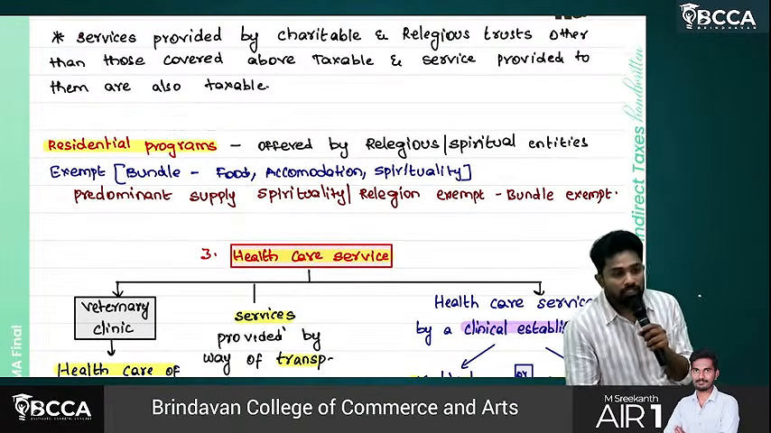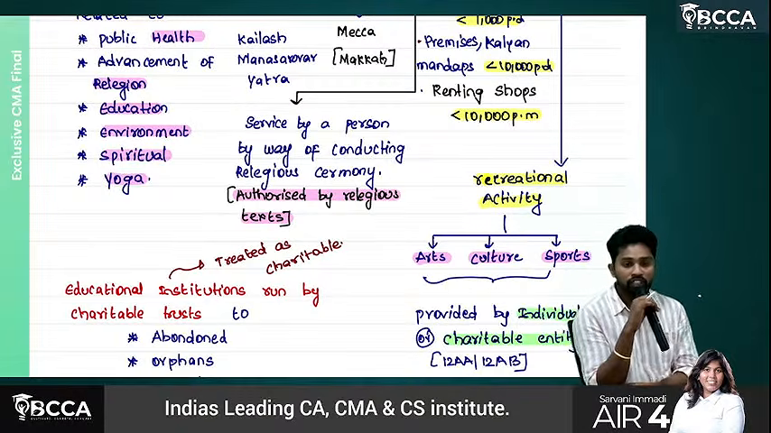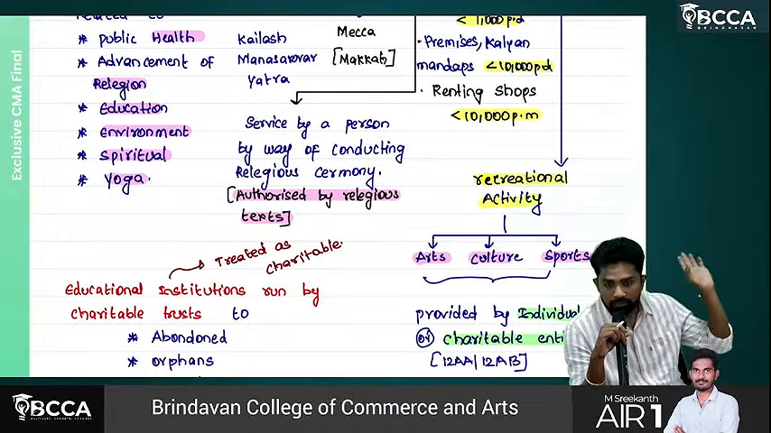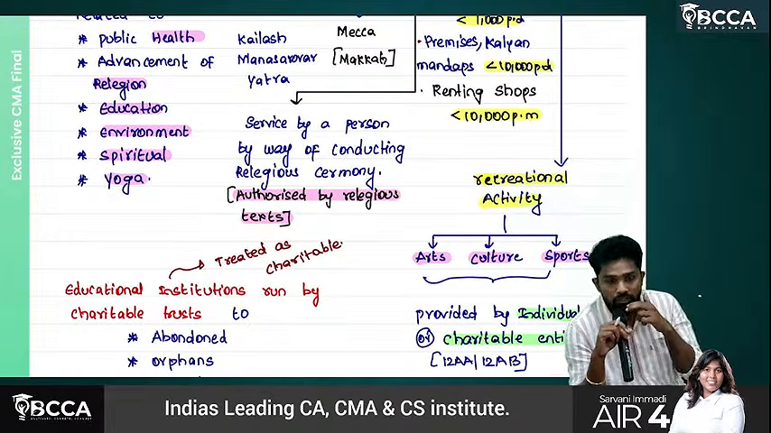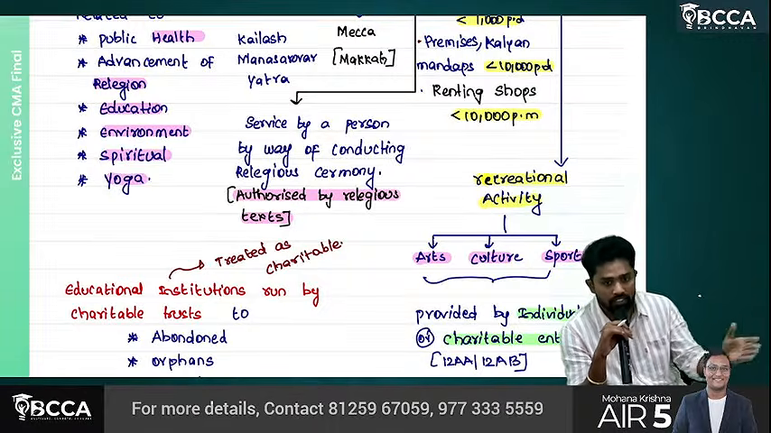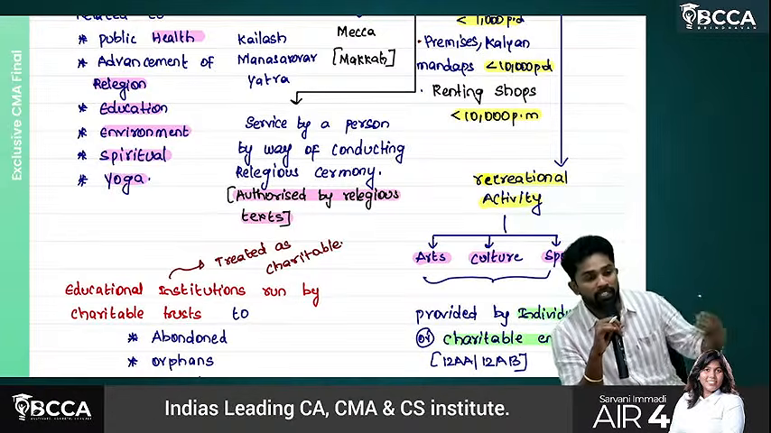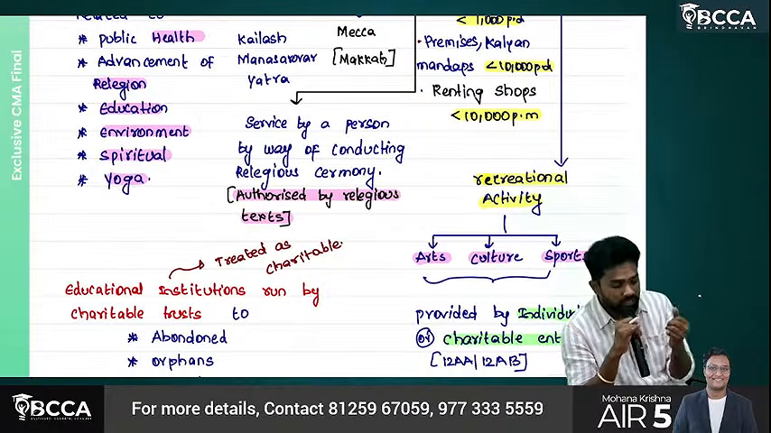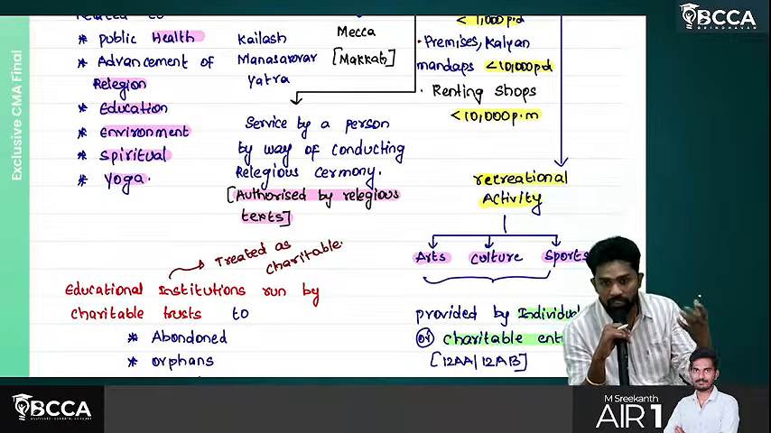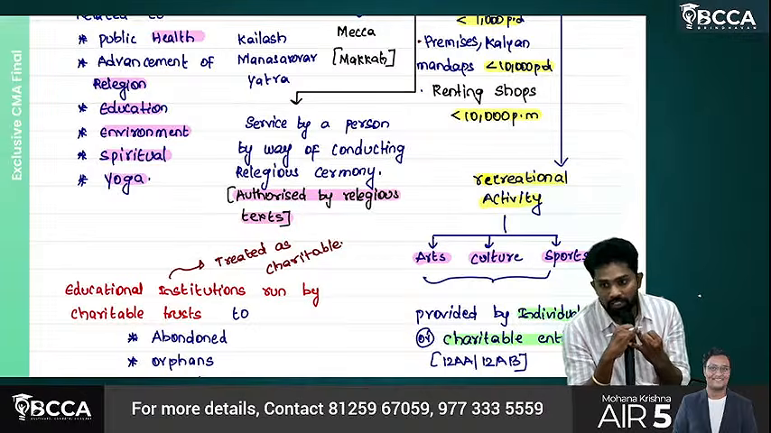Then residential programs. What is this one? Sir, the spiritual institutions. Okay, the spiritual institutions. Take the example of Isha Foundation. They provide spiritual classes in Coimbatore. It runs like a package of 21 days, 7 days or 42 days, where you go there and stay in their ashram itself. They provide food, accommodation along with spirituality classes and spiritual preachings.